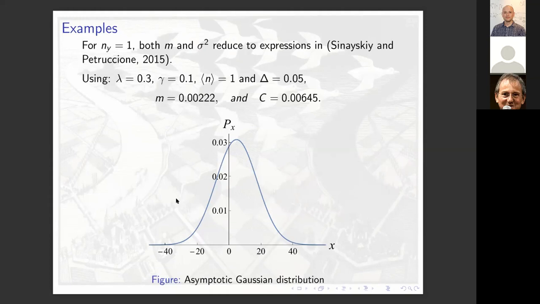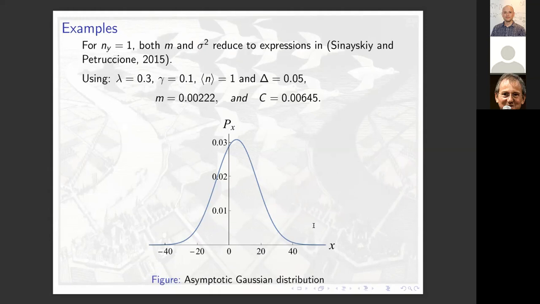And just to show you a nice picture, you can choose some probably reasonable values for the parameters in the problem. You can actually calculate some numbers for that mean and this variance, and you plot the normalized Gaussian distribution for that, right?